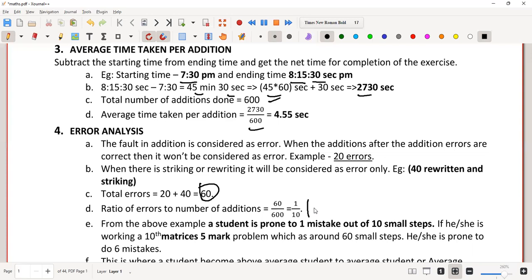Only two, right? Three pages. This one, and this one. Okay. All right? Three pages you have to write.